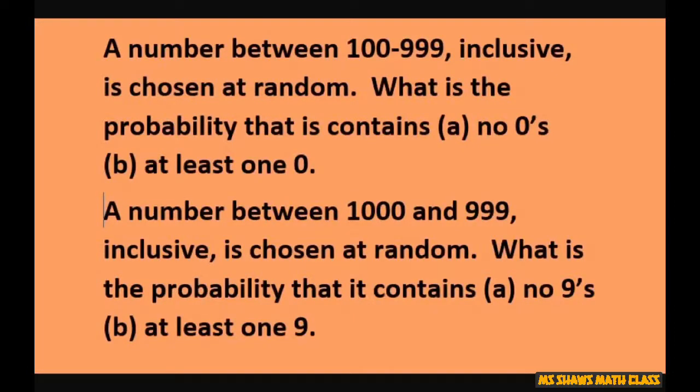Everyone, a number between 100 through 999 inclusive, that means including 100 and 999, is chosen at random. What's the probability that it contains no zeros and at least one zero? That's your first problem. And our second one, we're doing the same thing, and we're going to do no nines and at least one nine.